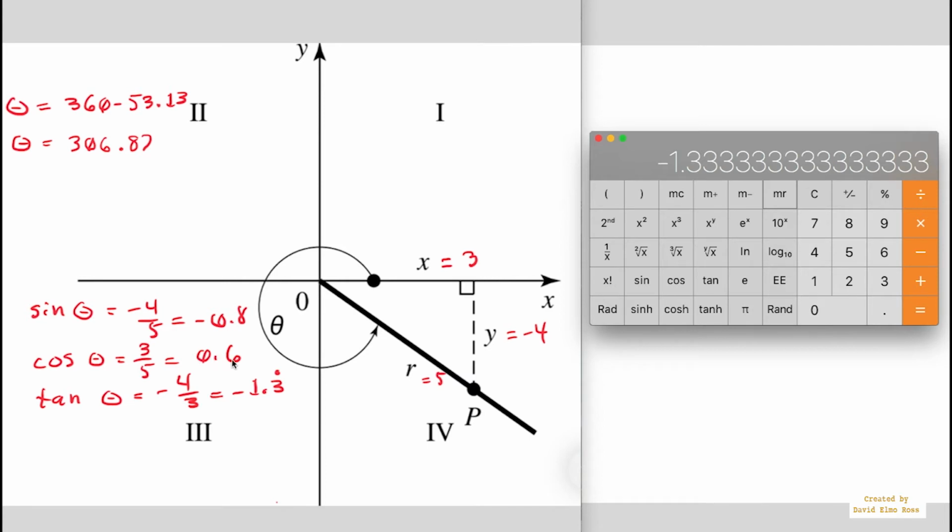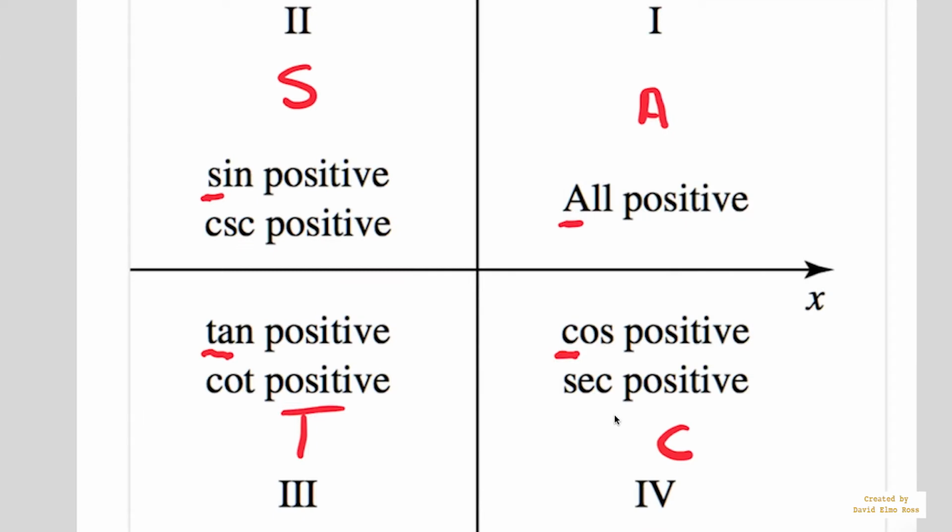So the only thing that is positive in this quadrant is the cosine. We have what's called the CAST rule, C-A-S-T, because in quadrant 4 only the cosine and equivalent secant are positive. In quadrant 1 all are positive. In quadrant 2 only the sine and cosecant are positive, and in quadrant 3 only the tan is positive. So cos, all, sine, and tan are positive only in these quadrants.